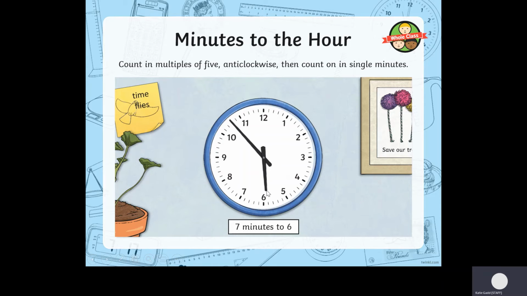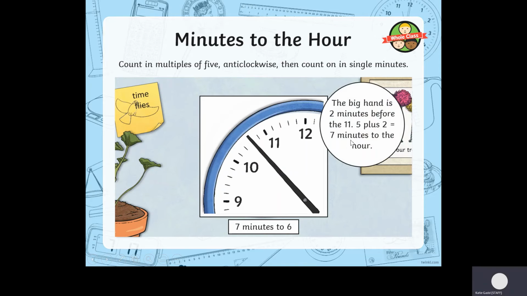So down here we can see the hour hand is between the 5 and the 6, which means it's about to be 6 o'clock. So it's 7 minutes to 6. The big hand is 2 minutes before the 11. Plus 5, so 5 add 2 makes 7.